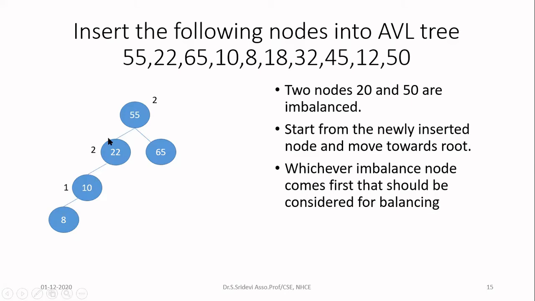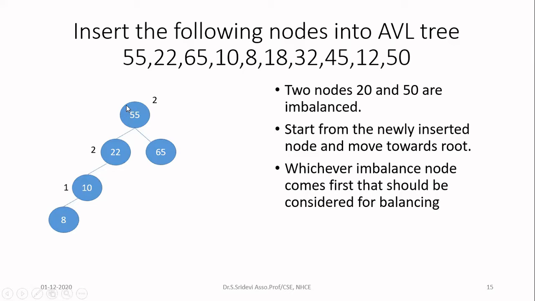Now, if you look at this, there are 2 nodes having balance factor other than the permitted value. So now which node are we going to balance? We are going to consider only one node for balancing, the other will be automatically balanced. So which node are we going to consider for the imbalance? For that, start from the leaf node and move towards your root node. Whichever imbalance node comes first, that should be balanced. So I am starting from the newly inserted node 8.